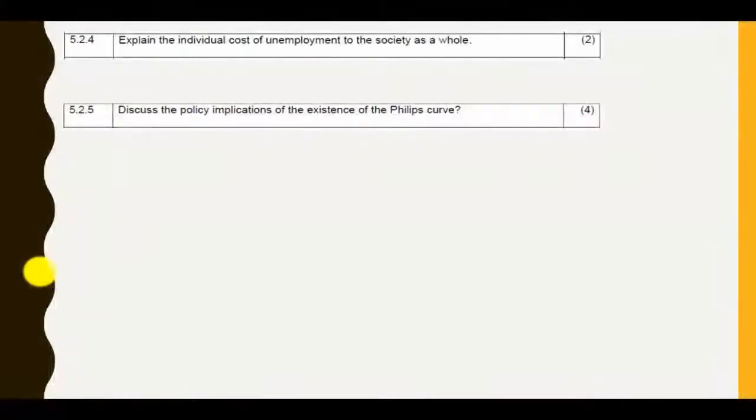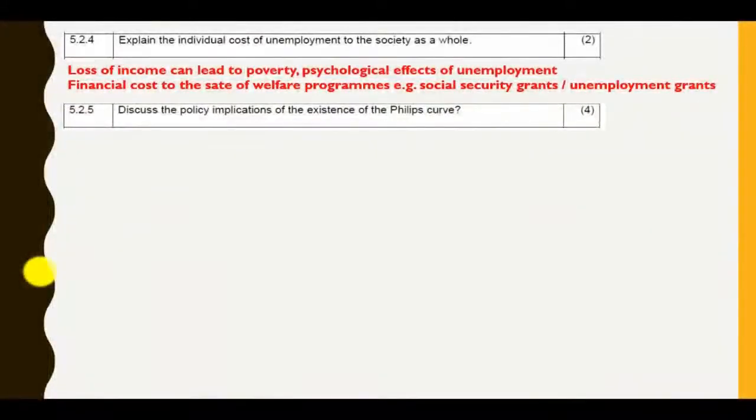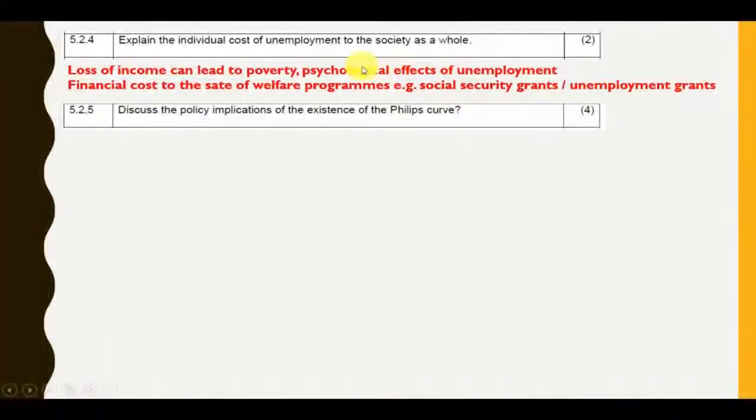So there are two parts to this question. So if I lose my job, I lose my income, and that can lead to poverty, and there can be negative psychological effects. I could become depressed or anxious. So that's the first part of the question. Okay, the individual cost. Poverty, psychological effects such as depression or anxiety. But you must remember to answer the second part of the question. What is the cost to society as a whole? In other words, what are the externalities? That's what they're asking you, grade 12s. What are the externalities of unemployment?